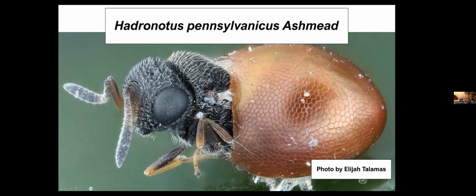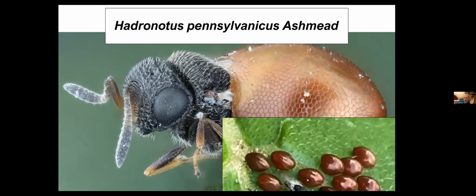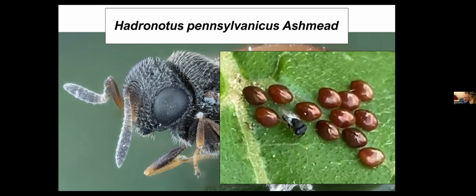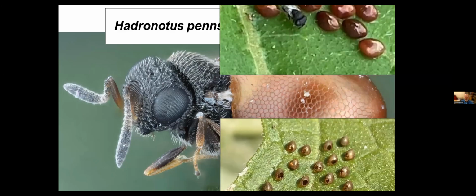Here's Hadronotus pennsylvanicus, egg parasitoid. For those of you that might not know what an egg parasitoid is, they lay their eggs in the squash bug egg, their host. You can see, here's one doing it right now in that picture. And as a result, out comes a little mini wasp, not the squash bug. Great for biocontrol, because the one that emerges, and most of them are females, they go out, find more eggs, lay more eggs, parasitize more eggs.